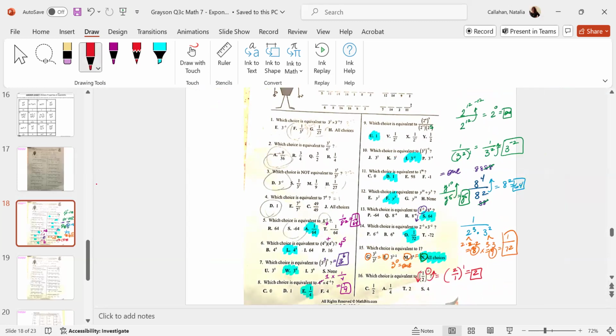Number 4 is just 1. I think that's a 2 and a 5, so move that down. You get 1/3, 5 minus 2, which is 1/3 squared, which is 1/9.